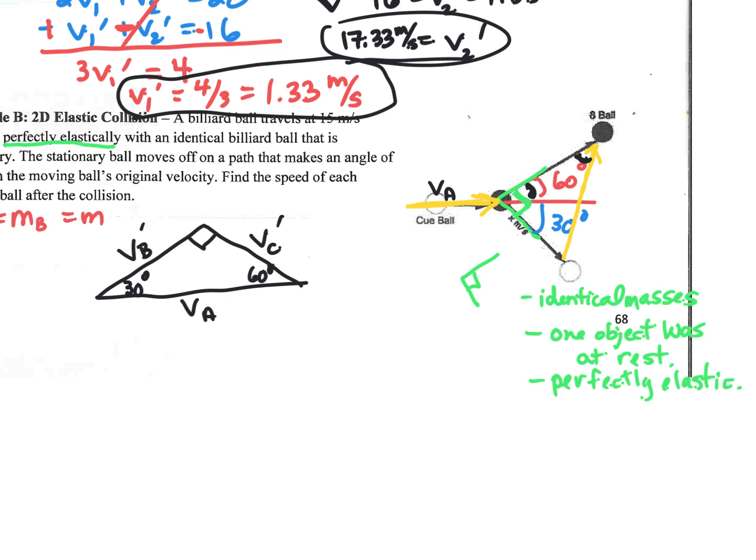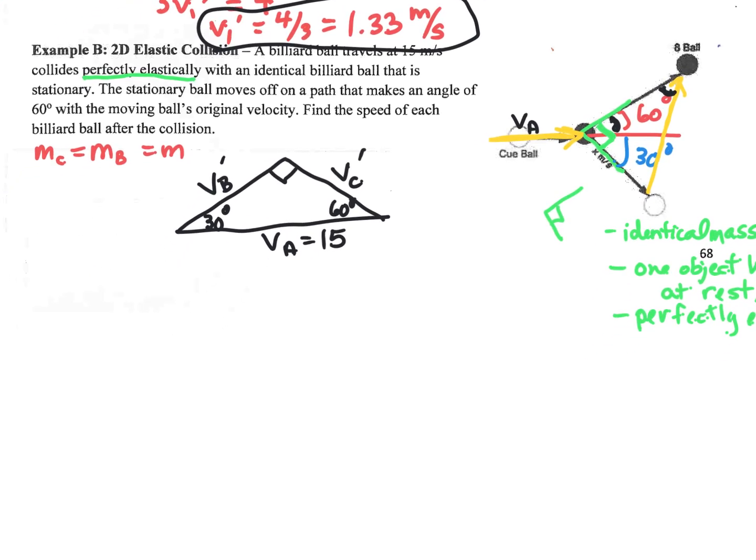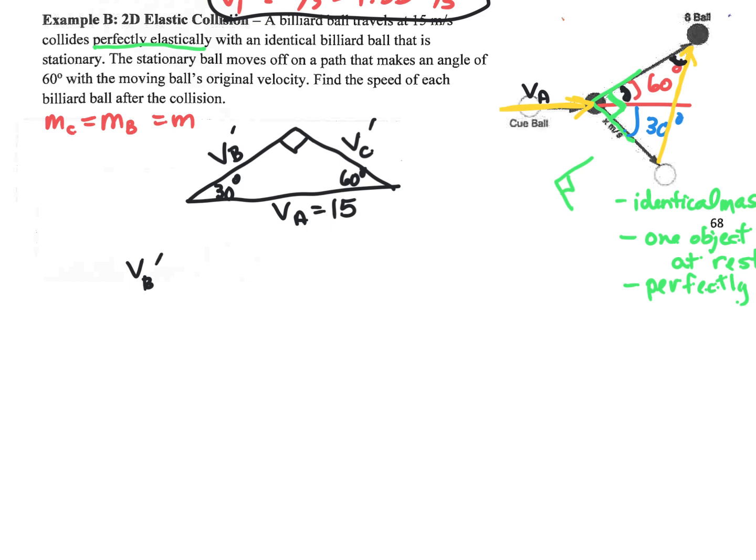So what we know is v sub b, this is 15. So it's a really easy fix to find these. What we're going to find is that v sub b is simply going to be what? If we use this 60-degree angle, it is going to be opposite. This is our hypotenuse. So we can simply do 15 sine 60 degrees. Okay? And for v sub c, the cue ball final, we're going to do 15 cosine 60 degrees.